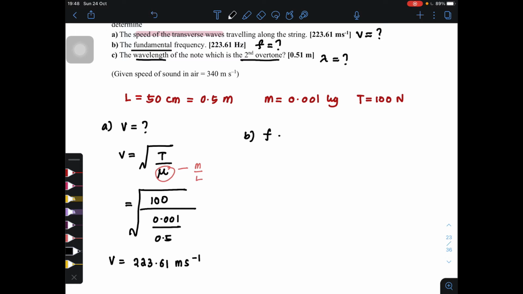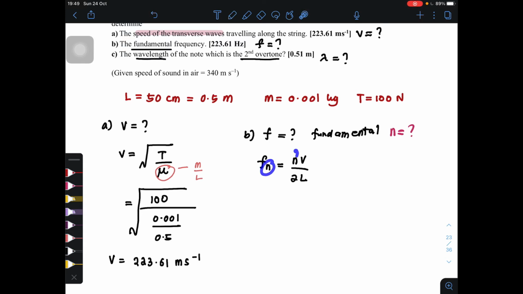Okay, we want to find the frequency for fundamental. Okay, you need to remember untuk fundamental, what is the value for the N? Okay, ni sangat penting lah. Kamu kenal pasti dahulu apa value for N untuk fundamental ni. So, value untuk frequency adalah Fn is equal to Nv divided by 2L. So, that's why we need to identify what is the value for the N for fundamental.